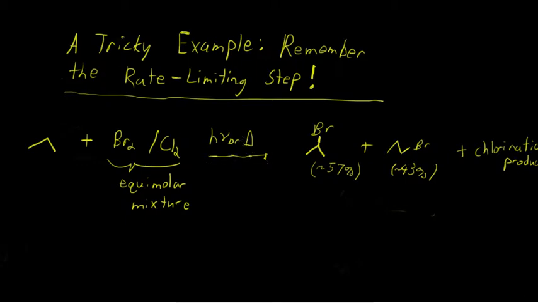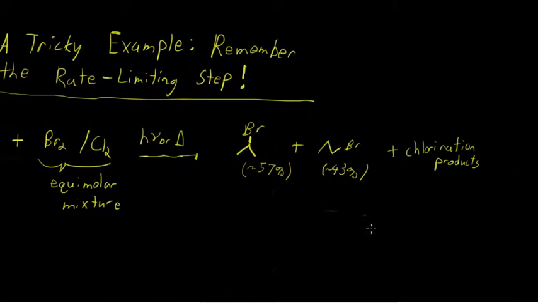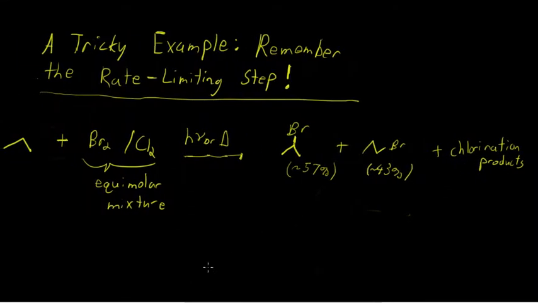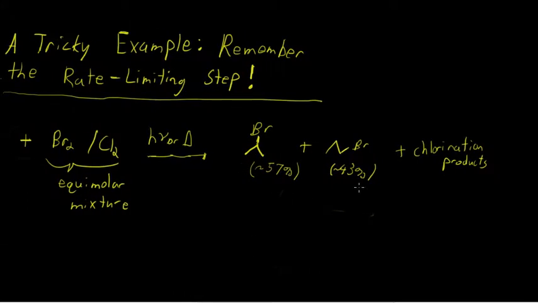We're going to be either heating that mixture or irradiating it, and we get a mixture of chlorination product and bromination product. We'll actually get more chlorination product because alkanes are more reactive to chlorination than they are to bromination. But when we look at the bromination product, this is the product distribution that results.